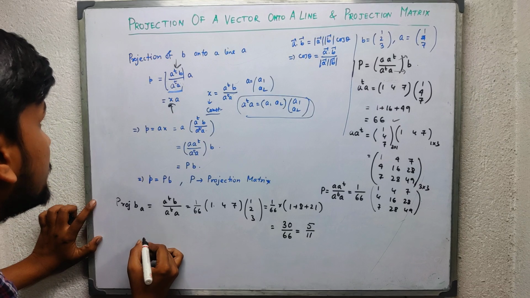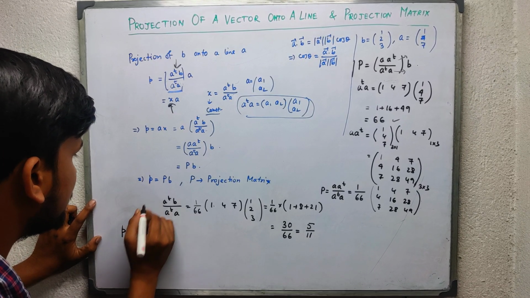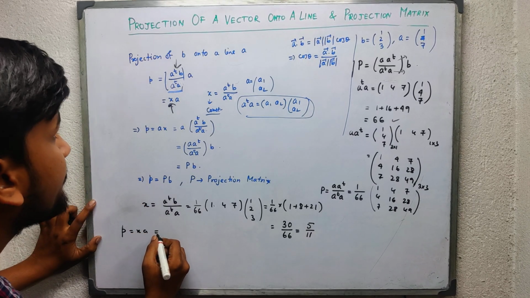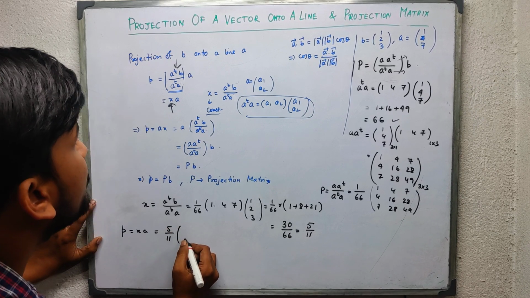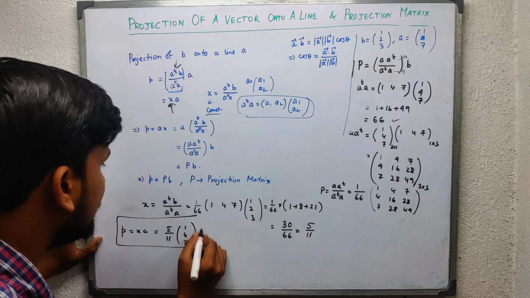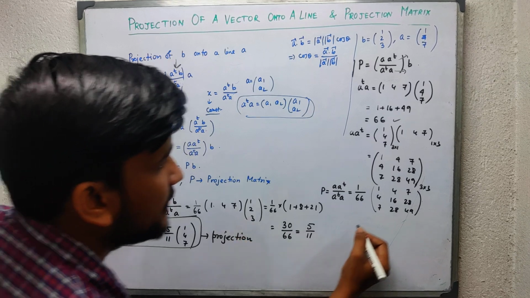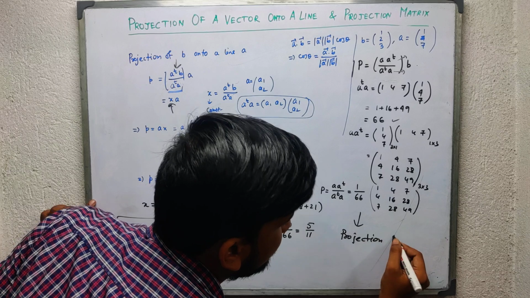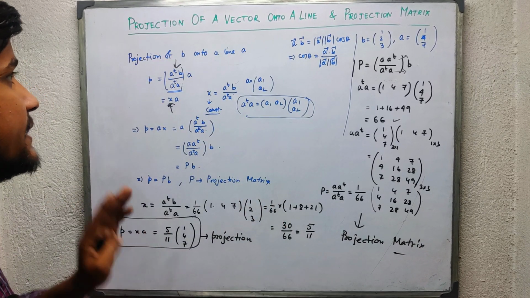Okay, so projection equal to P equal to, this is the value X. Okay, X into A vector, sorry, X into A. Yeah, so X into A means 5 by 11 into A vector means what? A vector means 1, 4, 7. So this is the projection, this is the required projection, and this is the projection matrix. Okay, so I'll clear once.